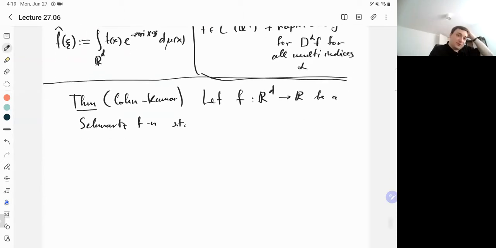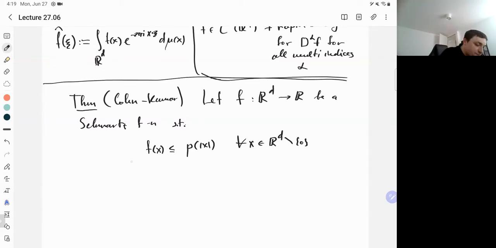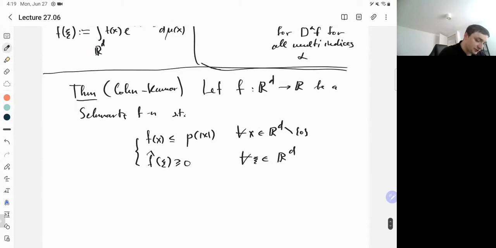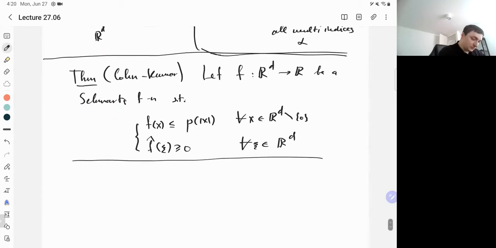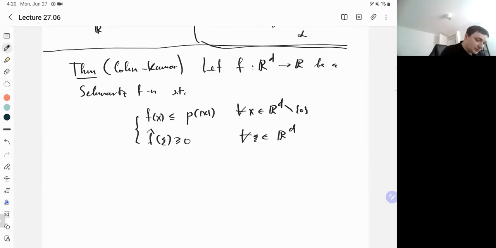We have a potential in mind, and we're interested in finding a lower bound on the potential energy. So we have certain conditions involving the function and the potential. We want the function to be minorized by the potential for all points except at 0, because at 0 the potential might not be defined. We also want the Fourier transform to be non-negative everywhere, which is the so-called positive definite property, although it's a small subclass because we only look at Schwartz functions. Whenever you have a function with these two properties, let f be a Schwartz function with these properties.